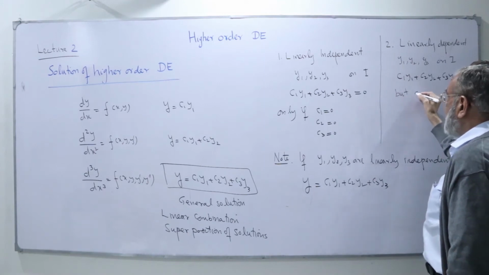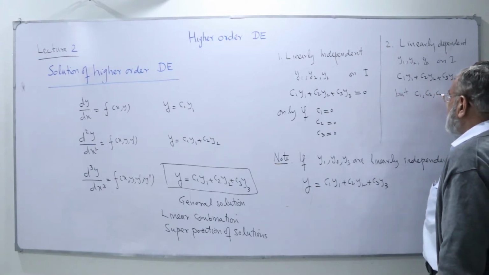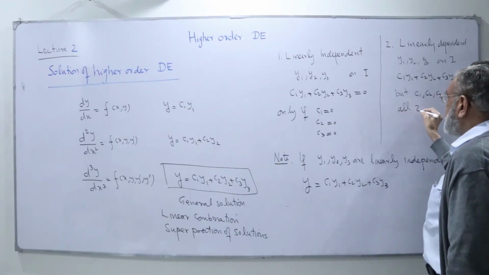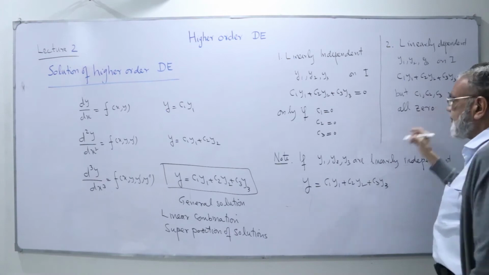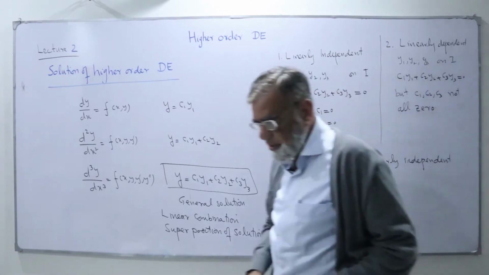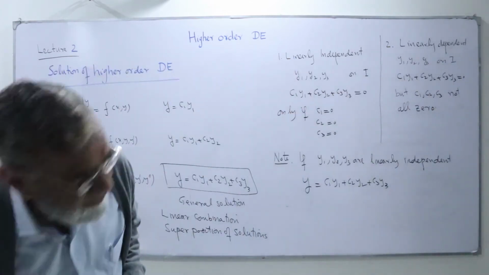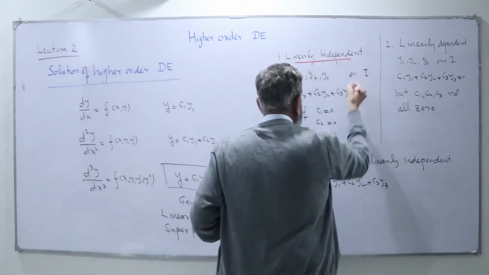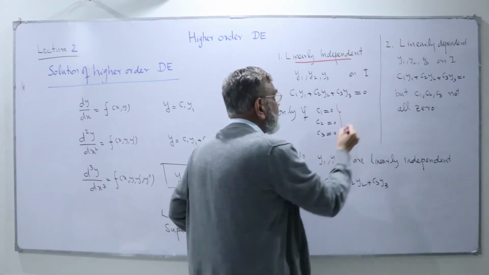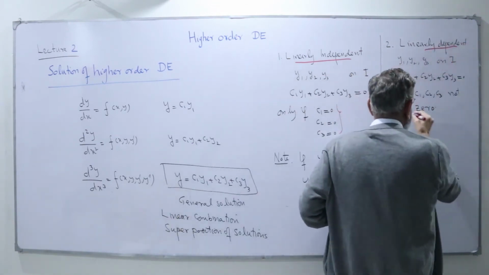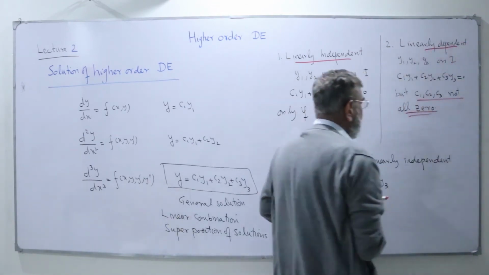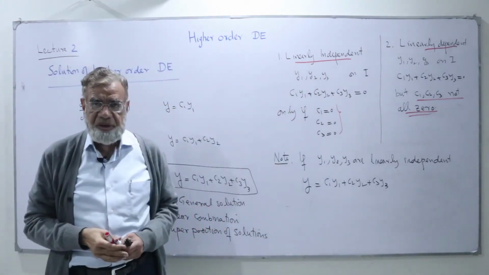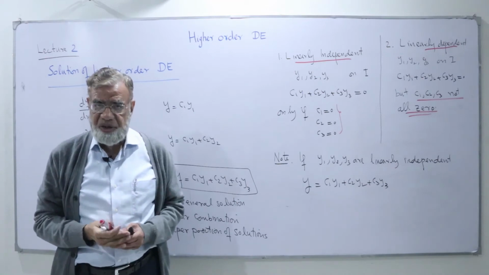But c1, c2, c3 are not all 0. Here, for linearly independent, we say they must all be 0. This is the difference. Linearly independent is when they are all equal to 0. Linearly dependent is when they are not all equal to 0. So here we can't write the general solution.